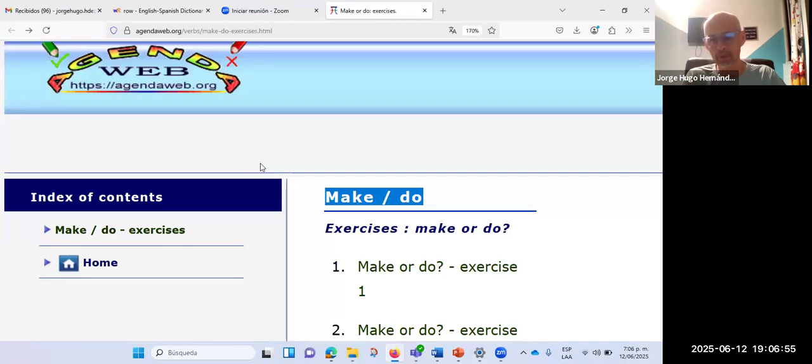The translation of these verbs, make and do, is like hacer, no? Hacer. But in English, there are some specific cases where we use make and some specific cases where we use do. And today we are going to do some exercises about this, okay? So the first one, oh, wait a minute, I'll stop sharing.